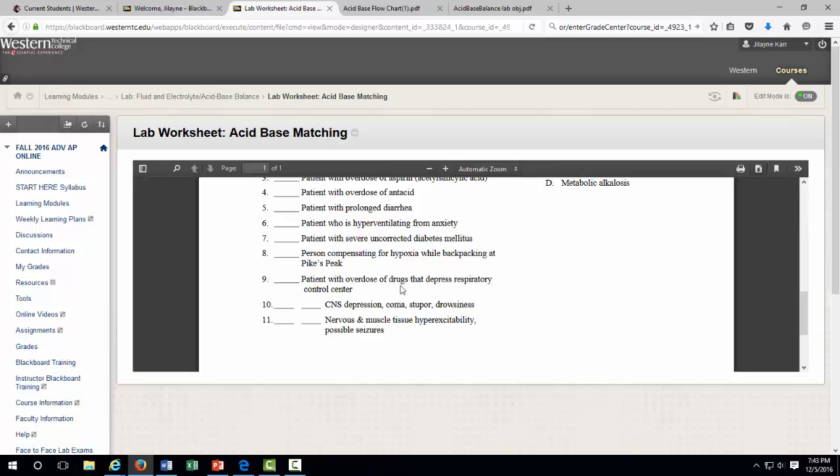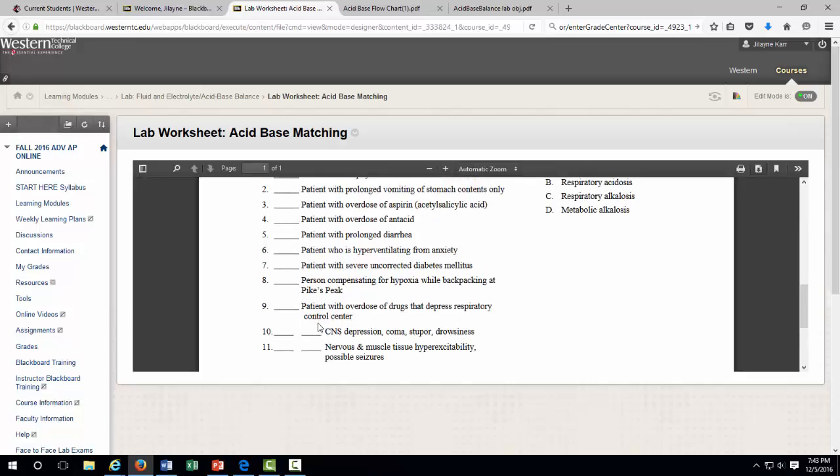Number 9, patient with overdose of drugs that depress the control center. What did you say that was? Yes, respiratory acidosis, because they're not breathing. The control center is the respiratory control center, which is what part of the brain? Medulla, yep. So CNS depression, coma, stupor, drowsiness, those are the symptoms.